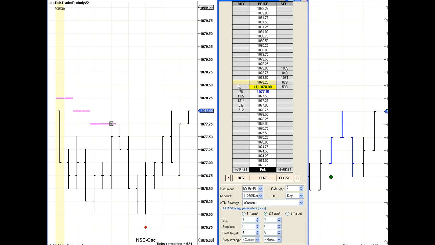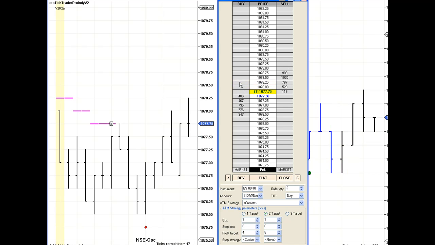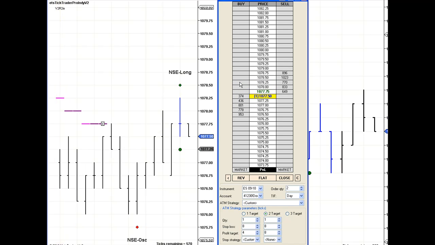I always enter on limit. I always enter limit at my worst possible fill. I don't go market because I don't want negative slippage. The good thing about this is that I can get, I hope I misstated that. I don't want to get negative slippage.